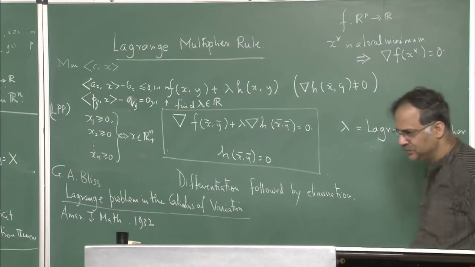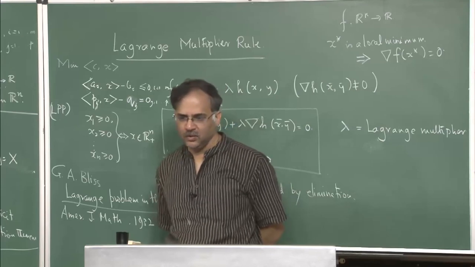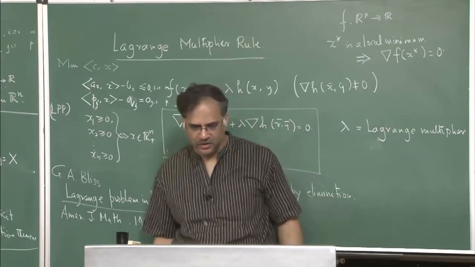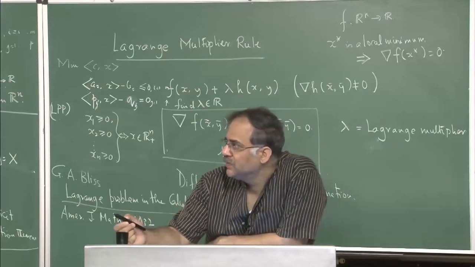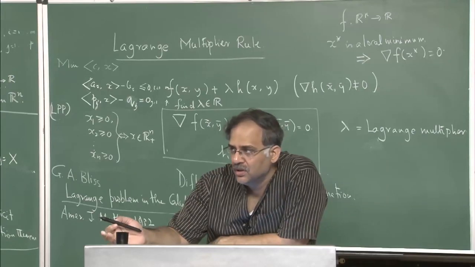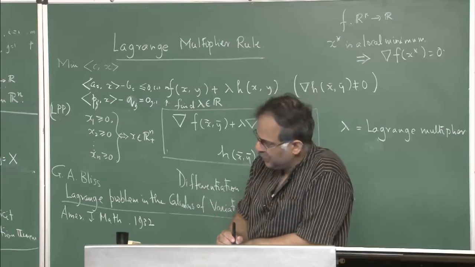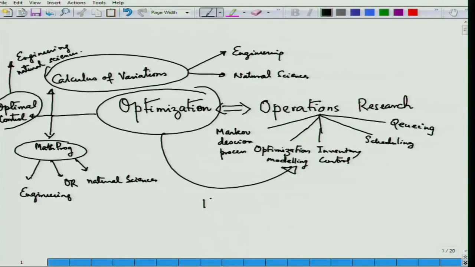In 1951, there was a seminal paper published in the Proceedings of the Symposium of Mathematical Statistics, which was held at the University of California at Berkeley, and there the authors were Harold Kuhn and Albert W. Tucker. Both were from Princeton, Harold Kuhn being the student, and Albert W. Tucker being the PhD supervisor.